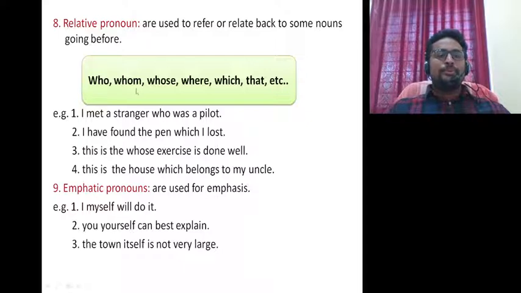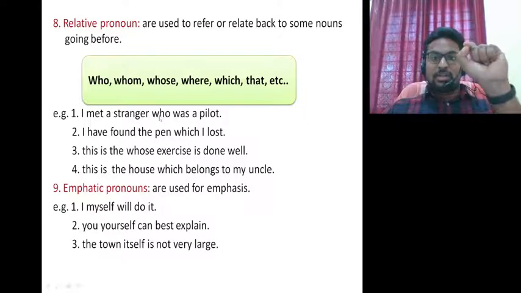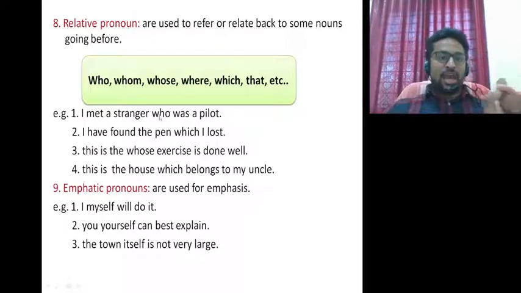Who, whom, whose, where, which, that, etc. These are all called relative pronouns. For example, in a sentence you will come to know how to use the relative pronouns. I met a stranger who was a pilot. I met a stranger. Stranger is a noun. Who was a pilot. We are using a relative pronoun to refer to the mentioned noun again in the sentence. Who is referring to whom? It is referring to the stranger.